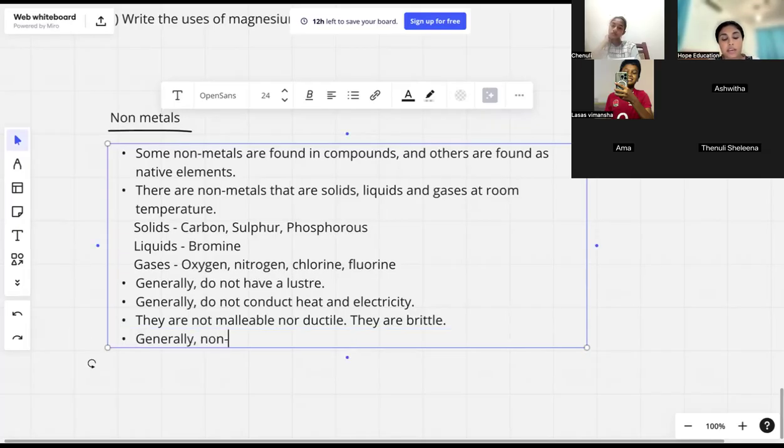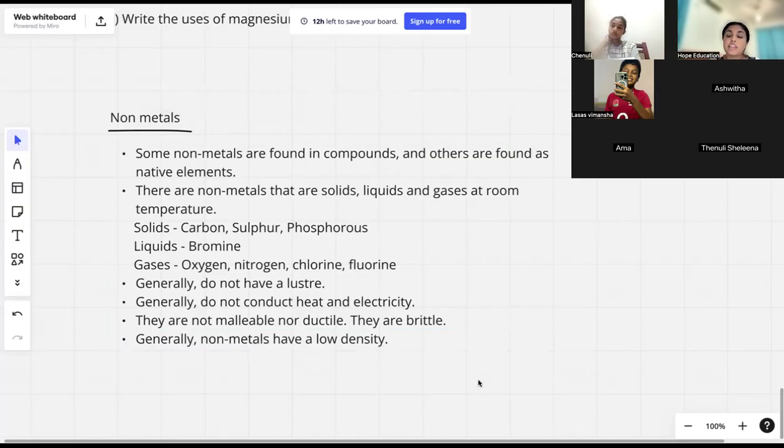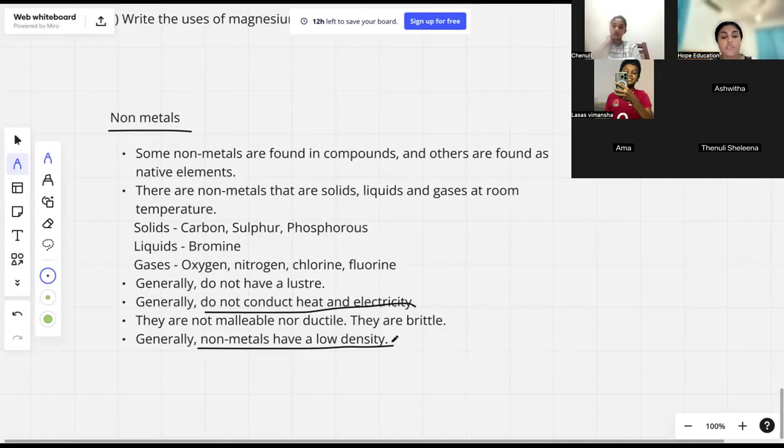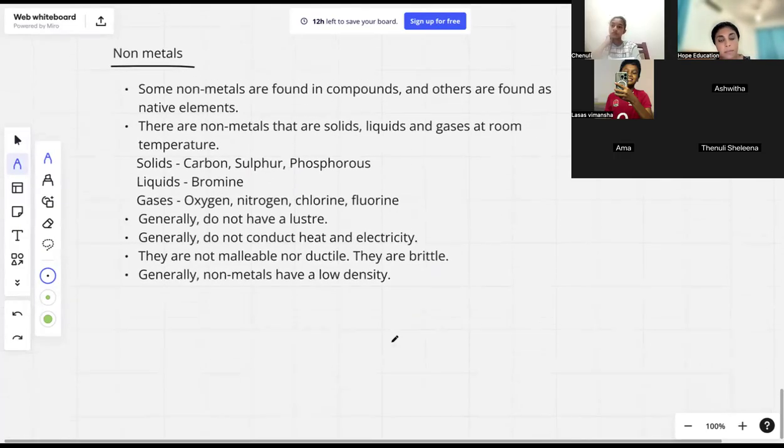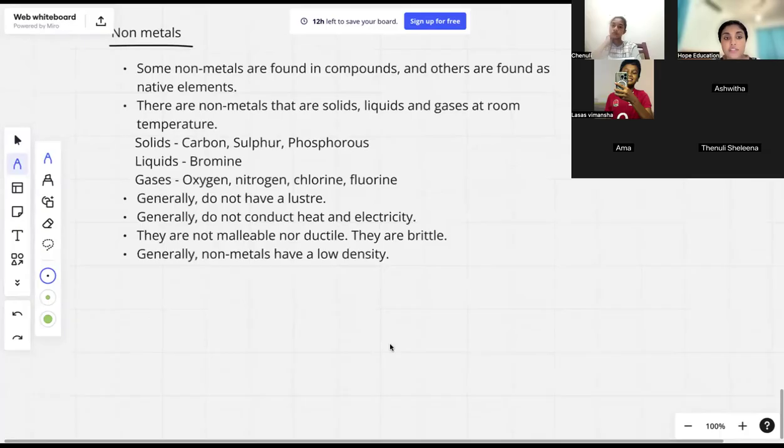Then also another thing is that generally non-metals have a low density. So these are generally the features of non-metals. Now what I have written here is that they generally do not conduct heat and electricity, and generally non-metals have a low density. That means normally it is like that, but there can be exceptions. We will talk about those exceptions later. So now these are the features of non-metals.